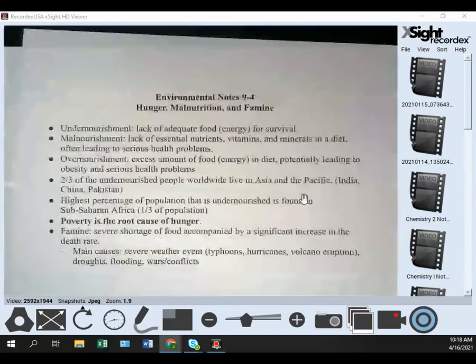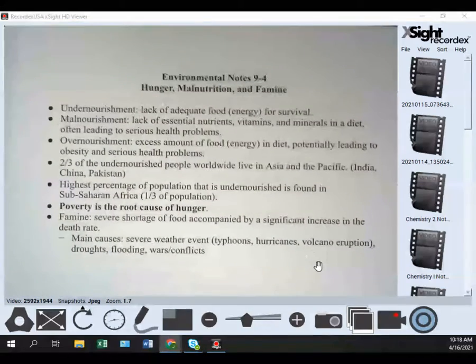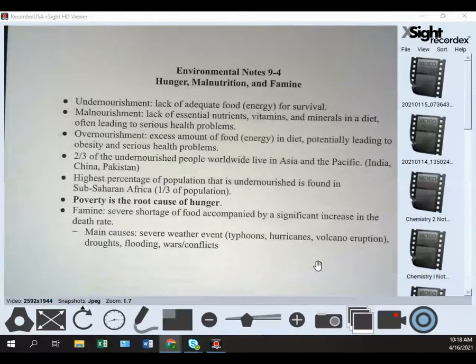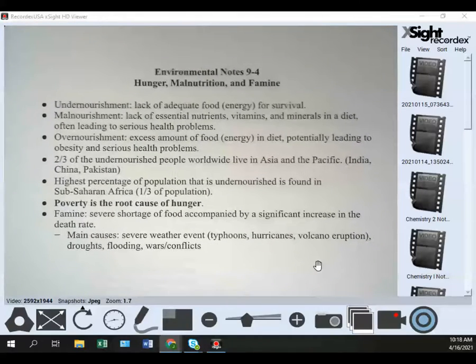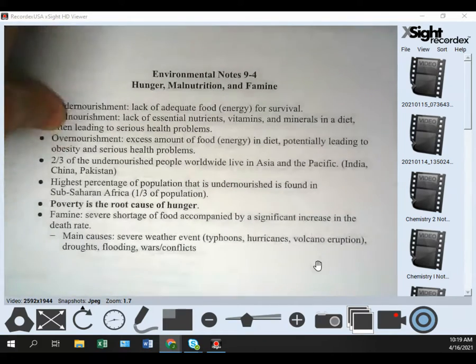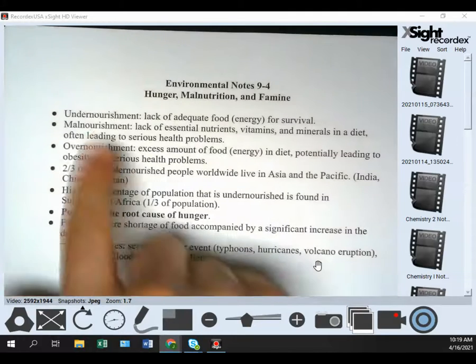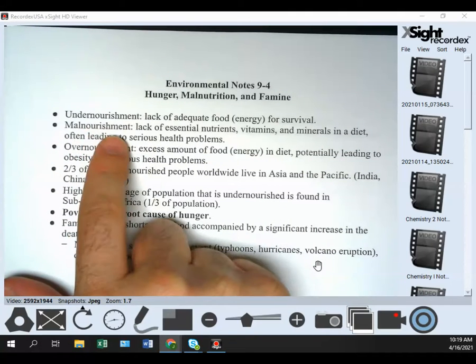Okay. So 9.4 is notes on hunger, malnutrition, and famine. Really, this one is just a bunch of definitions, the concepts to go along with them. So undernourishment and malnourishment are related. Nourishment kind of refers to food or whatever.